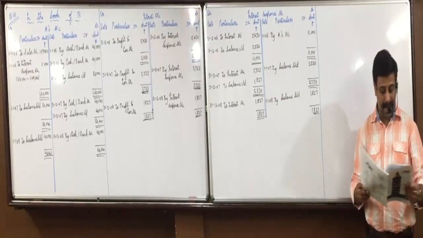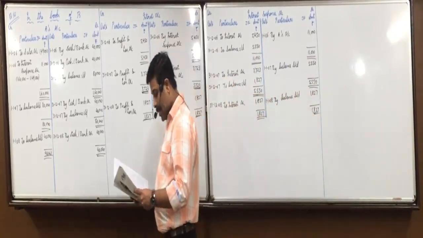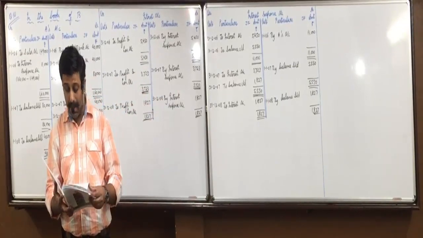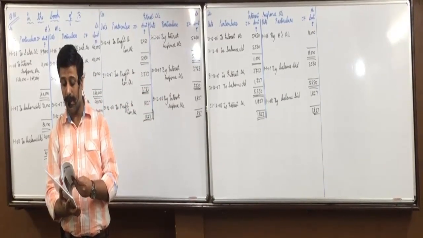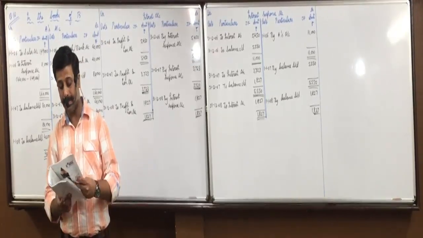So question 11 is your homework. It is similar to the question we have done, so I am not discussing it. We discussed the theory from the point of view of MCQs. So, page number 36.